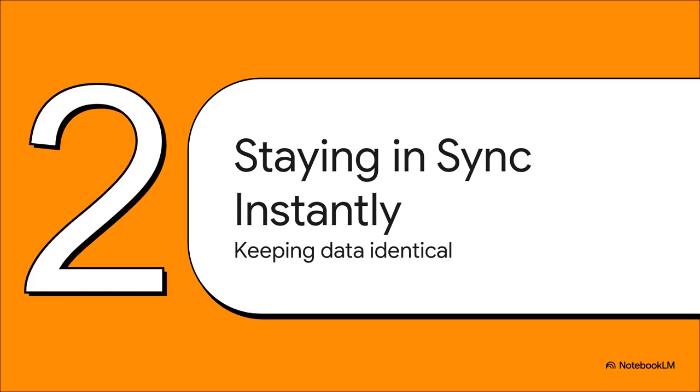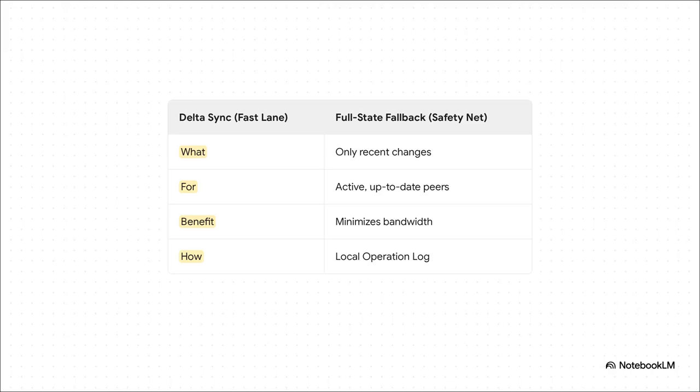Okay, so that leads us to our first massive challenge, synchronization. If you've got, say, 100 people all making little edits, how in the world do you keep everyone's screen showing the exact same thing without just melting the network? You can't just send the entire document to everyone every time someone types a single letter. That would be insane. It just wouldn't work.